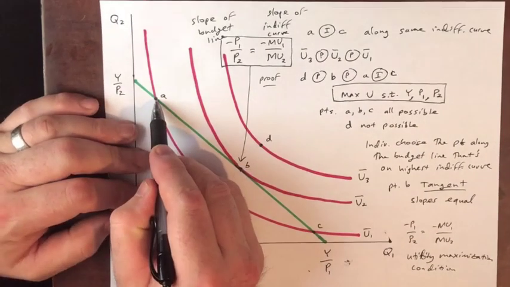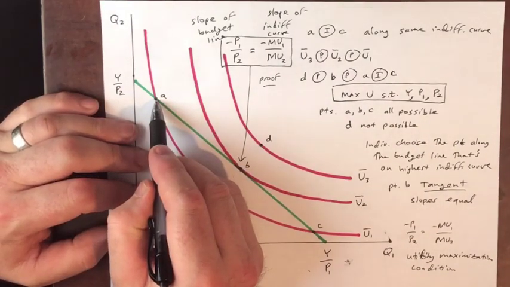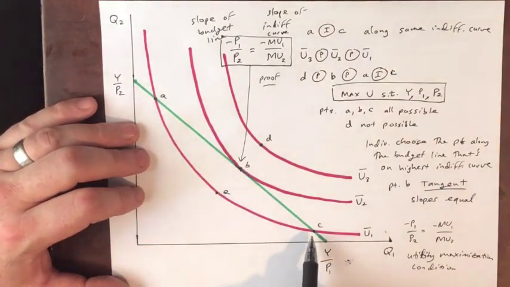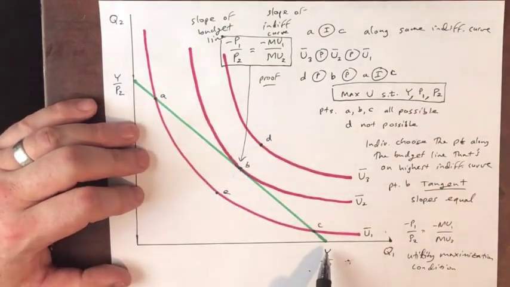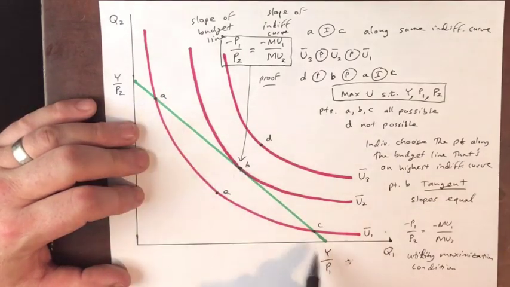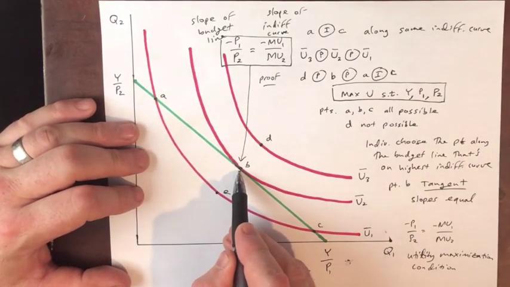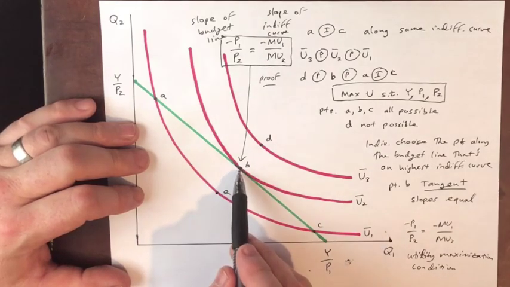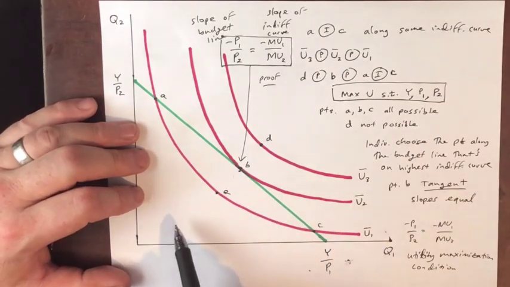At point A, the slopes are not equal, like I said, right? So negative P1 over P2 would not be equal to negative MU1 over MU2. It's not equal anywhere along the indifference curve, anywhere along the budget line, except for at that one point, at point B. Okay, point B is the only point which satisfies that condition.